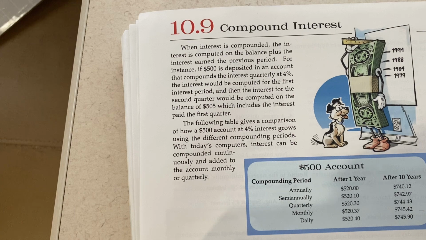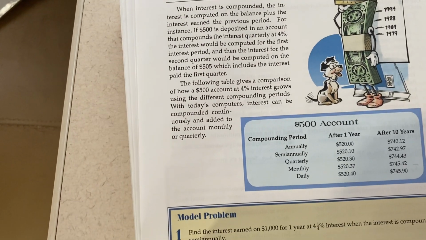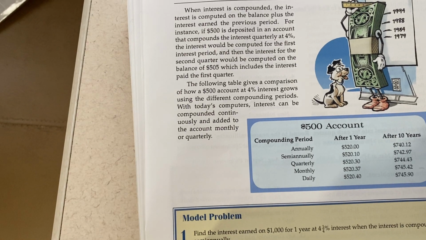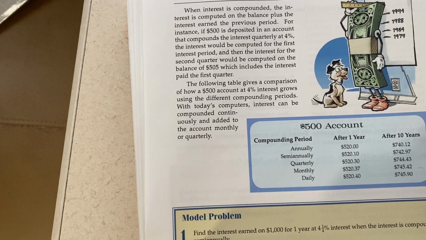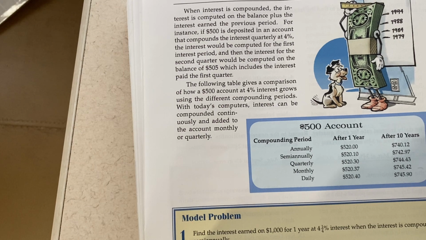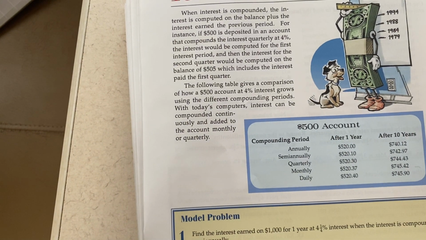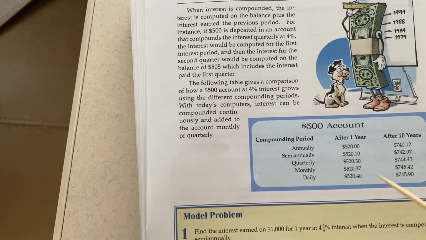And so as you go with compound, you'll get more interest than you would with simple interest, right? Okay, because it's compounded. So let's look at compound interest. For compound interest here, we have $500 in the account, compounded annually.